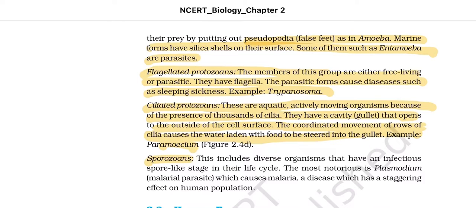Sporozoans. This includes diverse organisms that have an infectious spore-like stage in their life cycle. The most notorious is Plasmodium, the malarial parasite, which causes malaria, a disease which has a staggering effect on the human population.